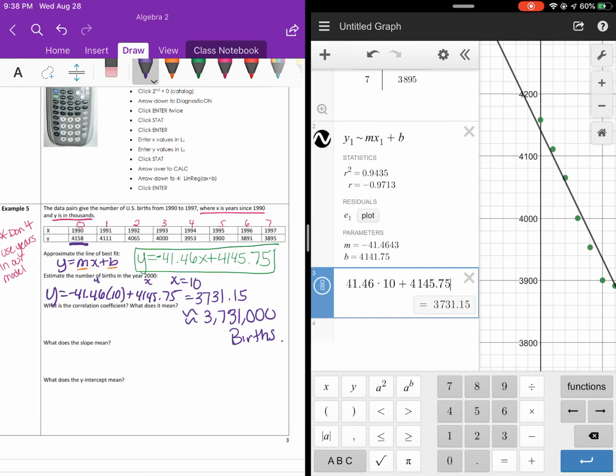Okay, so the correlation coefficient, and what does it mean? That was our R, the correlation coefficient, and that is our negative 0.9713. And what does that mean? Since it is very close to -1, it's going to be a strong negative relationship.